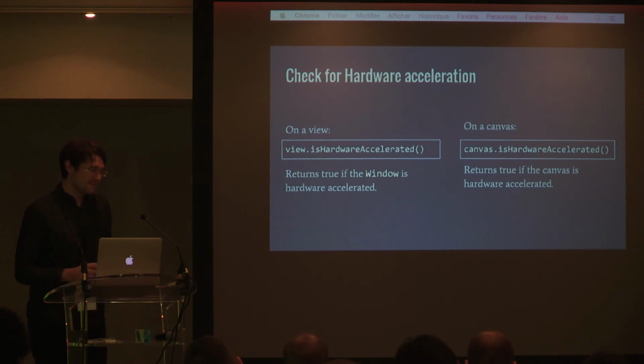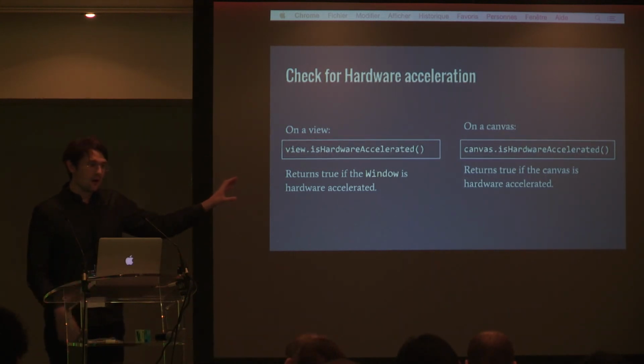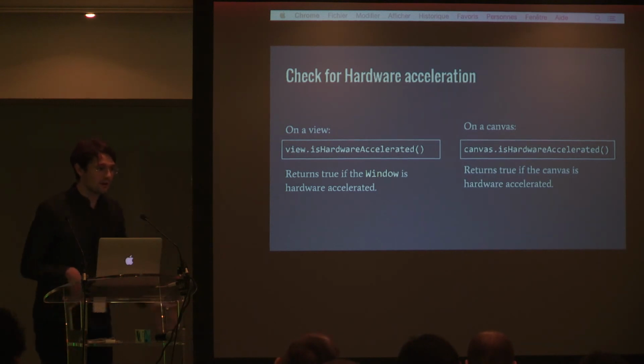So when you are drawing, you test on the canvas. If you want, for example, to disable an animation on a view if you don't have hardware acceleration, you test it on the view.